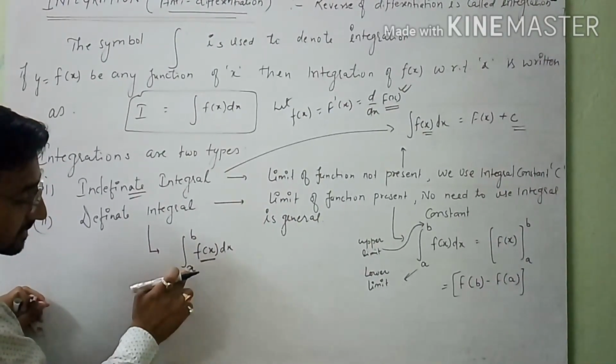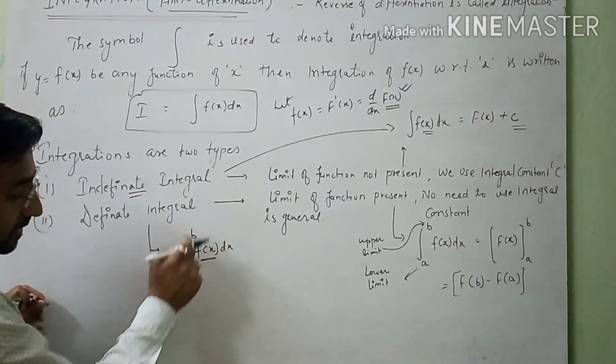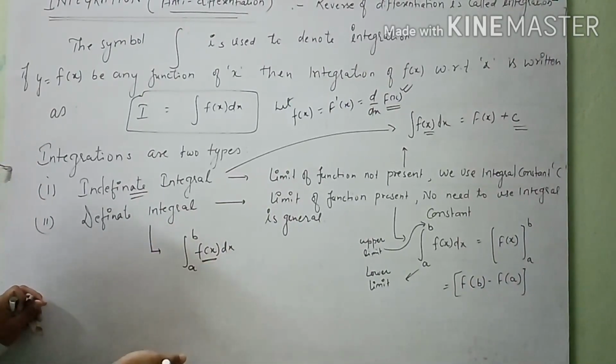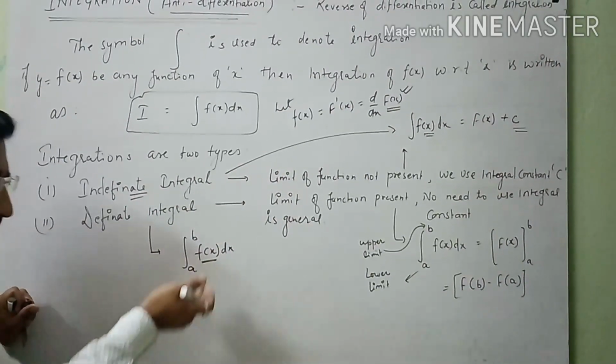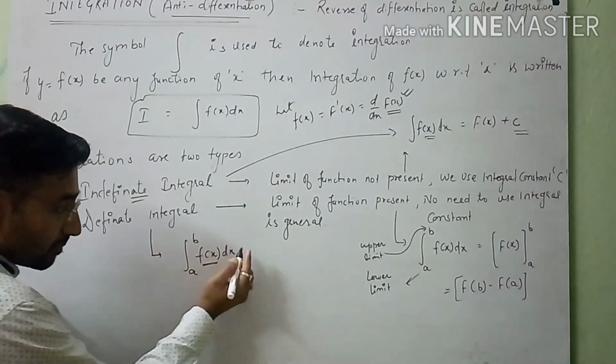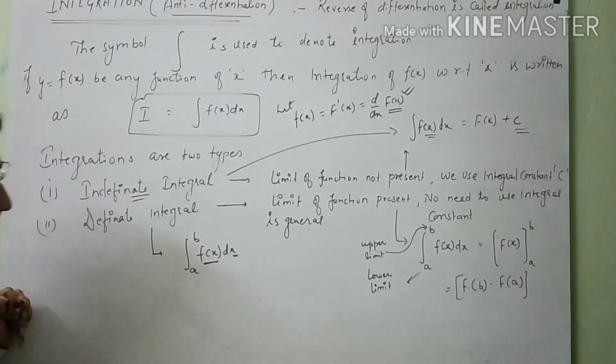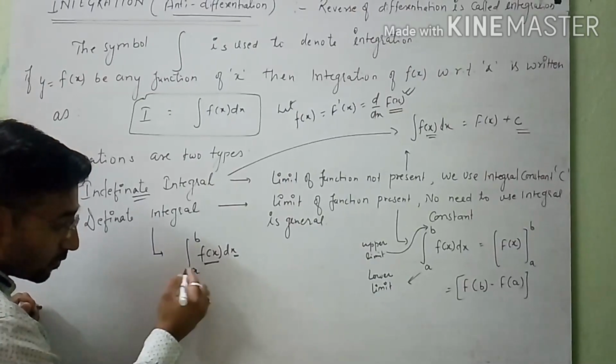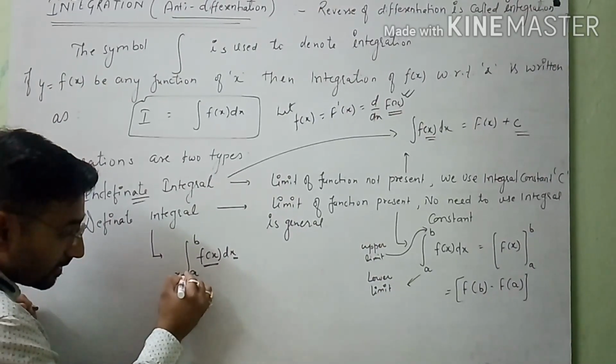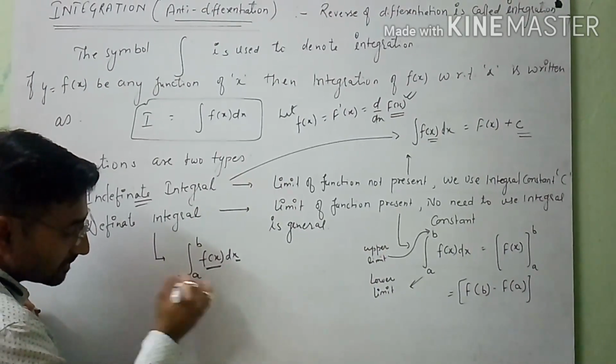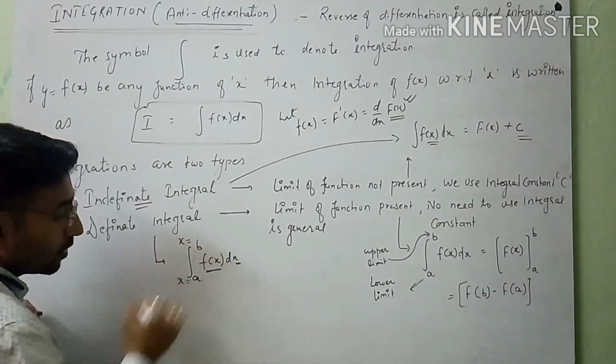We have two limits, a to b or x to y, or x1 to x2, any kind of limit here. So here, because the function is in the variable x, we can write this limit like that: x equals a to x equals b.